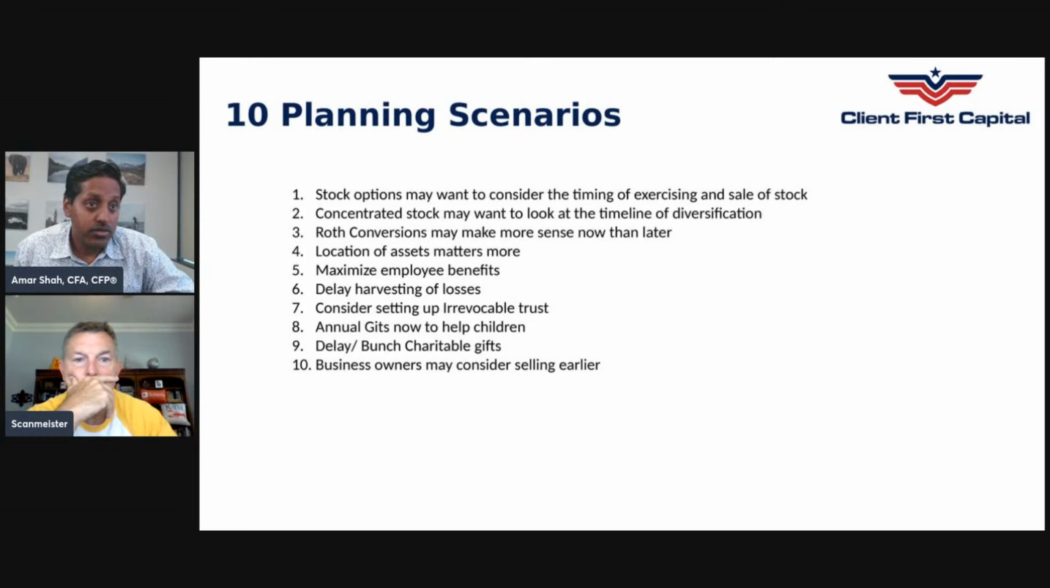And then business owners may consider selling earlier, like accelerating some of the sale. You don't have to sell the whole business. You can sell parts of the business, right? To be in this more favorable tax environment.